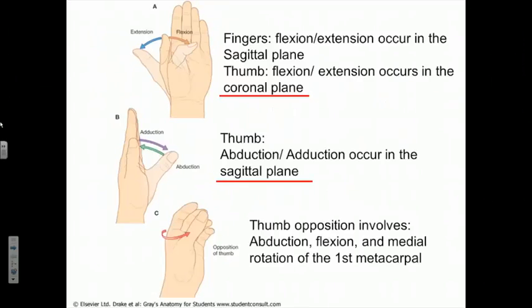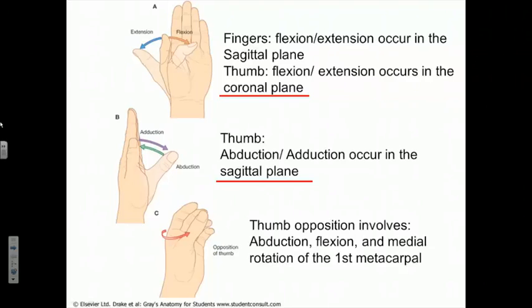Note that when we flex and extend our thumb, this action is no longer occurring in the sagittal plane. It's occurring in the coronal plane, because we flexed our fingers in the sagittal like we do everything else that's flexing and extending, but the thumb flexion and extension is occurring in the coronal plane, basically perpendicular to the same axis where we perform the same action in the fingers.